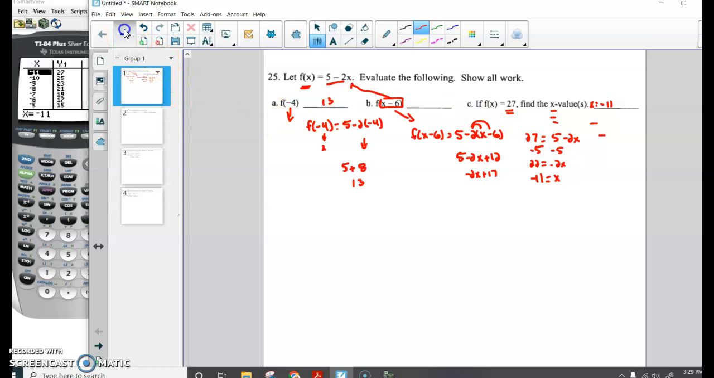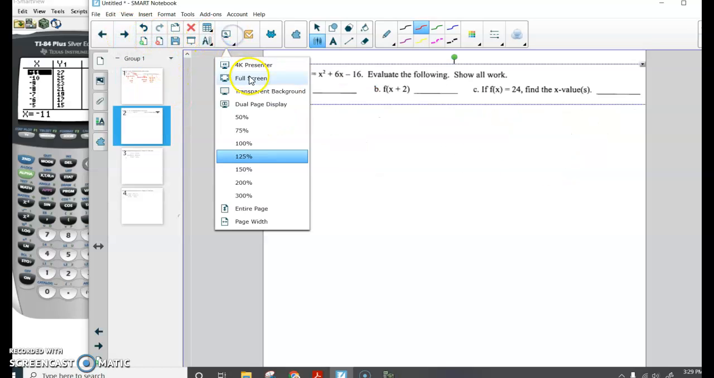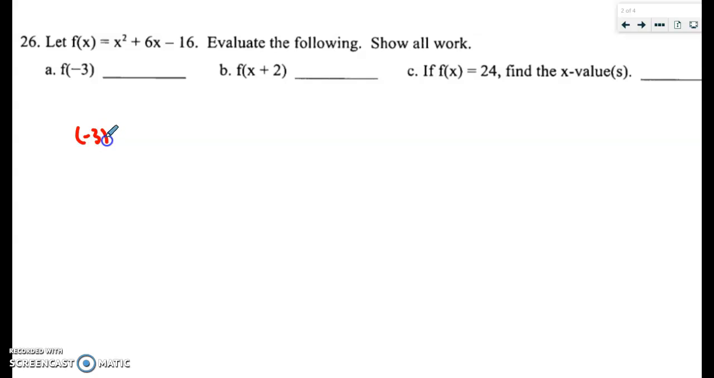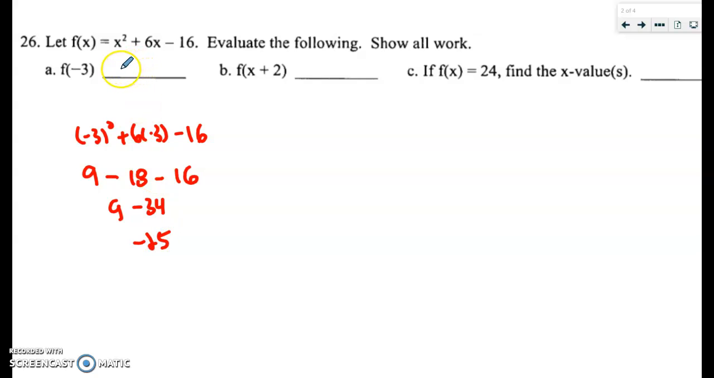So I know most of you guys say, well, that's an easy one, Mr. Graham. How do I look at something like this? It's the same idea. I'm putting negative 3 in place of x. So I'm doing negative 3 squared plus 6 times negative 3 minus 16. So I have 9 minus 18 minus 16. When I simplify that, 9 minus 18 minus 16 is negative 25. So f of negative 3 is negative 25.